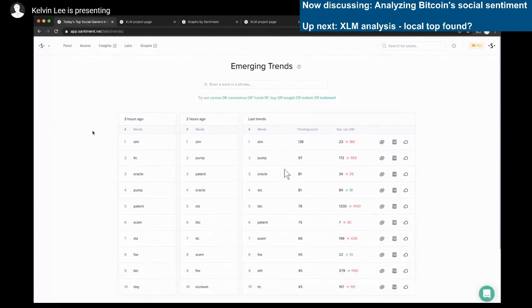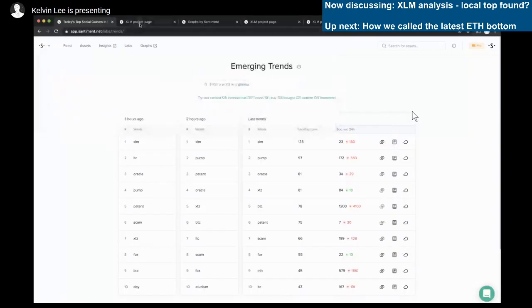So, yes, today we have XLM at the top of the emerging trends. But being number one isn't exactly a good thing in this specific emerging trends leaderboard, mainly because anything that appears on top tends to be called the local top. So anyone seeing this and holding XLM should take note. Let's take a quick look at why it is on top right now.